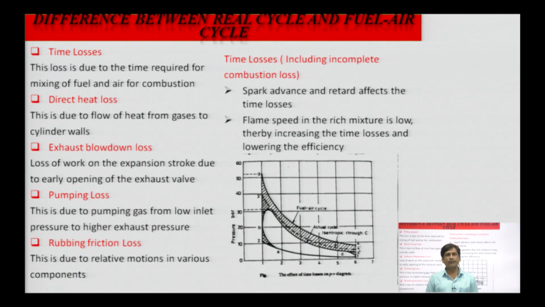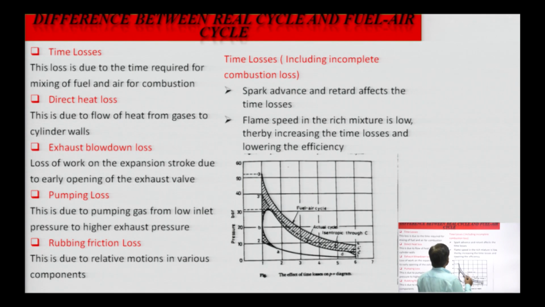So, these are the differences between the real cycle and the fuel air cycle. First is time loss. What is time loss? It is also called burning time loss, and it includes incomplete combustion also. This loss is due to the time required for burning of fuel and air, meaning that combustion takes place over some interval of time.